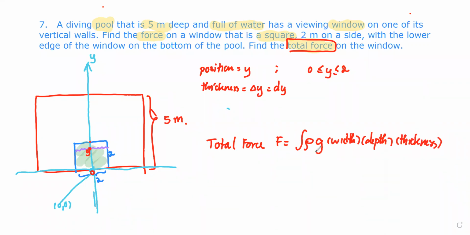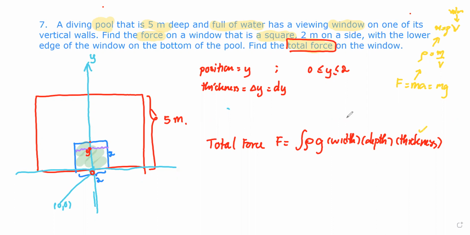Recall that this formula comes from F equals ma, or mg, and the m is from the density rho equals m over v. We rearrange the terms to m equals rho times v, where v is the volume. If you recall, the volume is the cross-sectional area multiplied by the thickness. That's why the formula is formed. Okay, the width, the depth, the thickness. With this one, we know the thickness, which is delta y or dy.